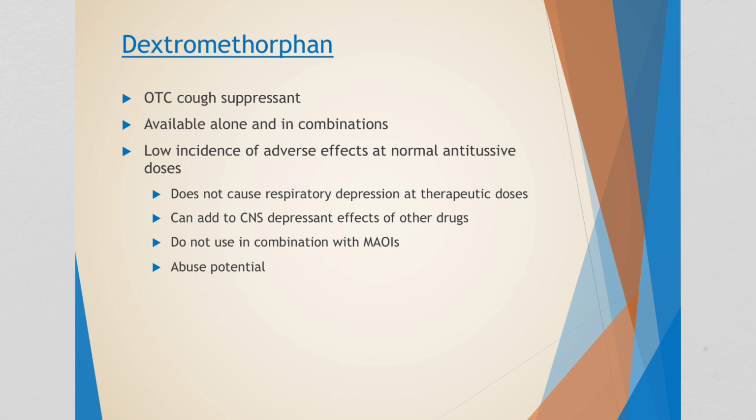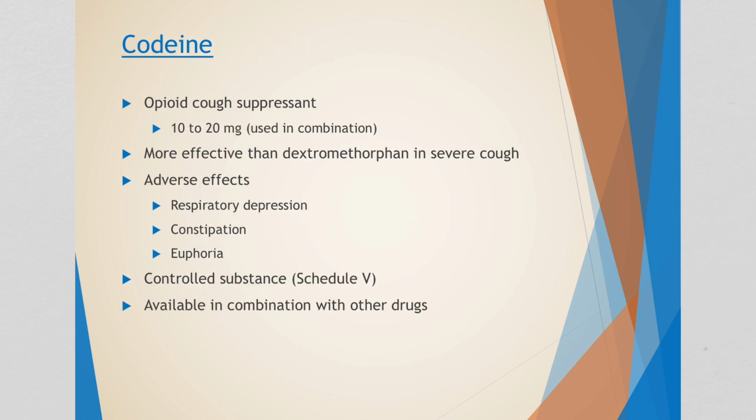And the great thing about dextromethorphan as an antitussive is that there's very low incidence of adverse side effects. It doesn't cause respiratory depression, so you're not worried about a patient who will become unconscious if they, let's say, overdose on this. It can, however, be additive to other CNS depressant types of drugs, so you want to make sure you're not using it in combination with your antidepressant drugs, your MAOIs, for example. Now, because of the potential for abuse, it's sometimes a concern, but again, very rare and only in extreme cases.